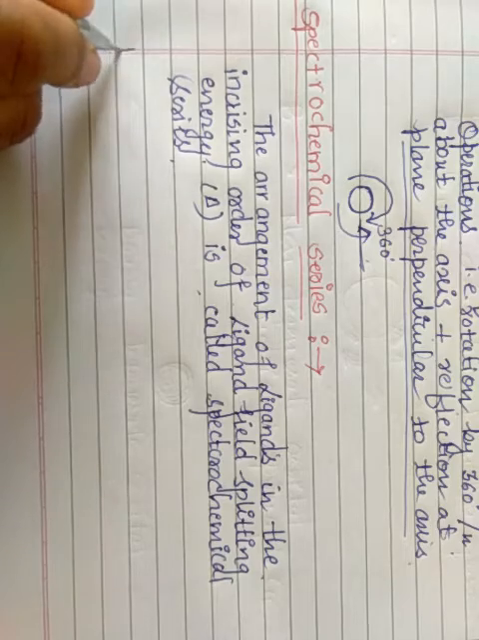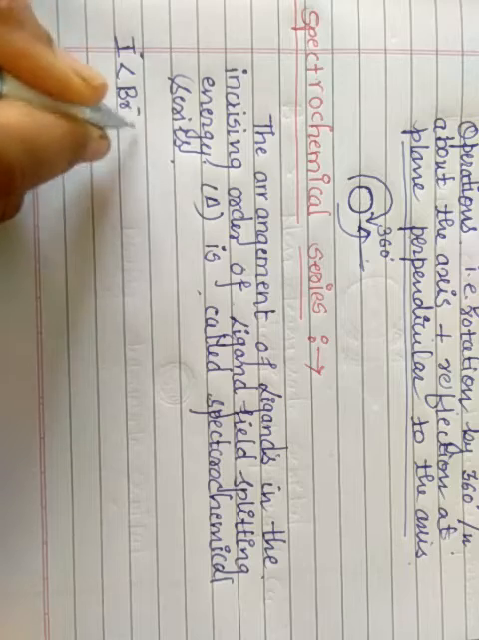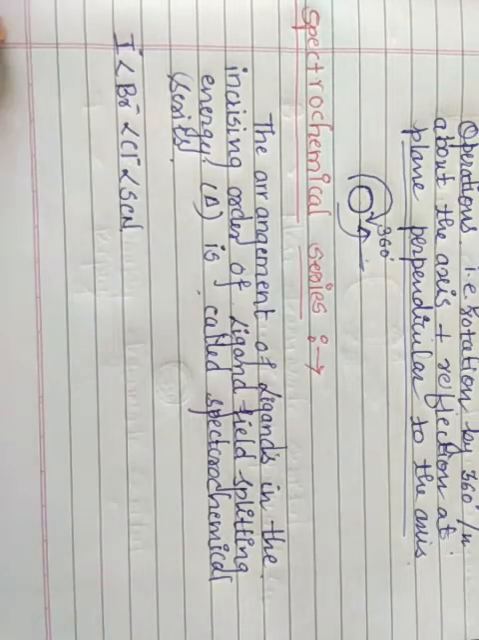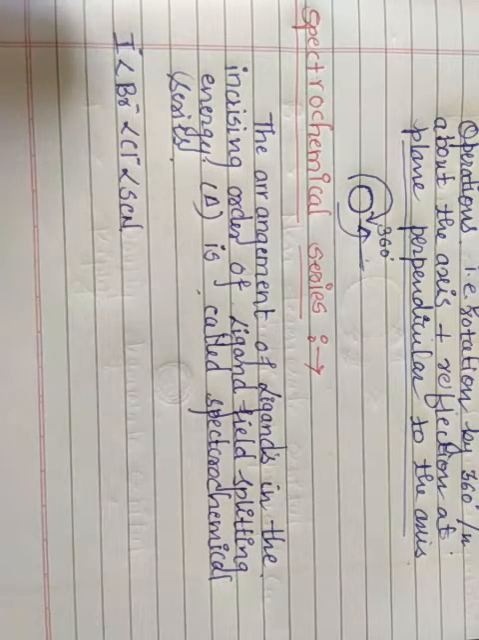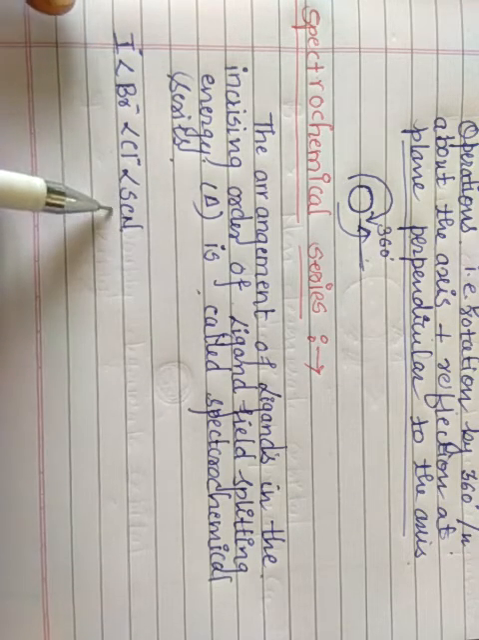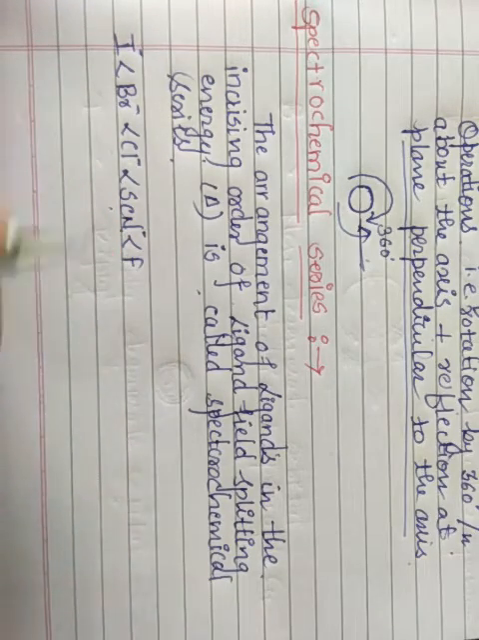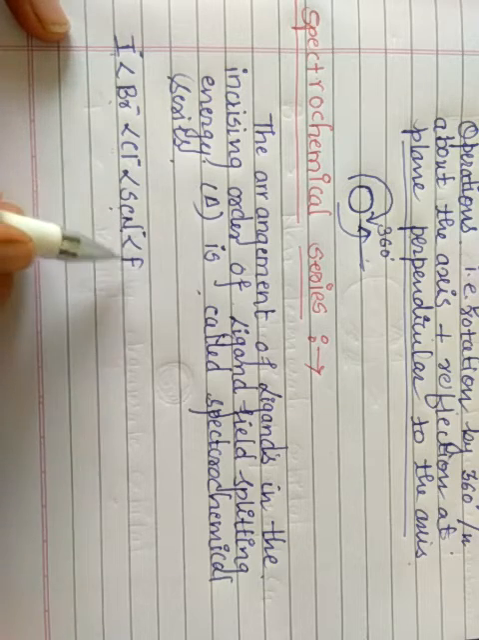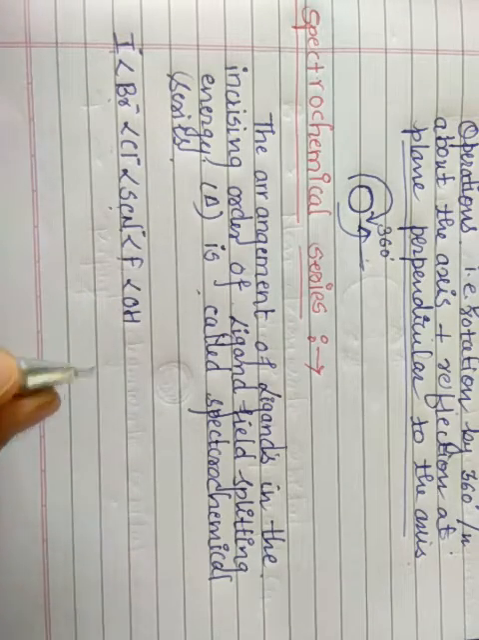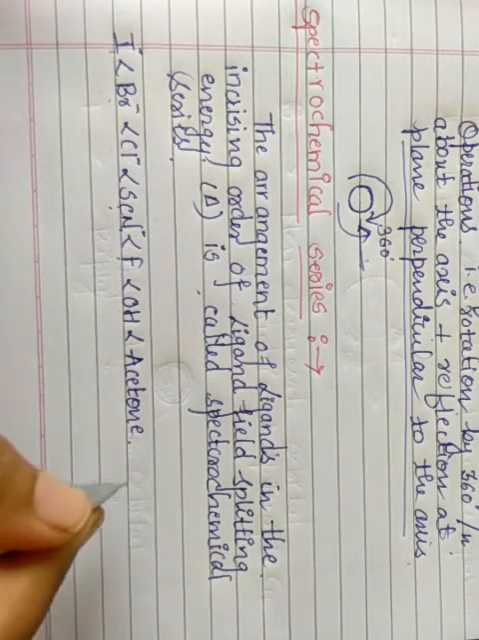I will start from the weak field: I minus, then Br minus, then Cl minus, then SCN minus. F is not here, keep that in mind. I took iodine, bromine, chlorine, thiocyanate. Next I will take fluorine. Next will come hydroxy, then acetone, and next will come oxalate.